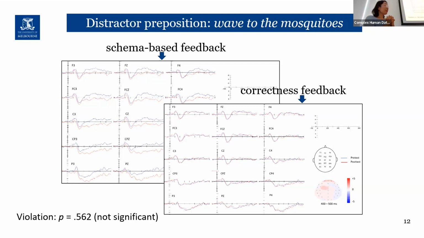However, even though we see a significant pre-post difference in the schema-based feedback condition on the judgment of distractor prepositions, the general violation main effect was still not significant at the post-test. So even after training, the schema-based feedback condition still did not yield a robust effect showing that learners were able to tell the difference between correct and distractor. So the training still wasn't robust enough to yield that main effect.